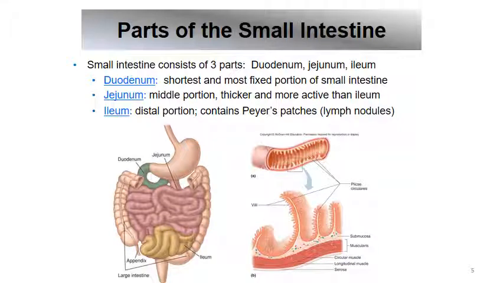Then here the small intestine. It has these three parts. The duodenum is only that beginning part, only the C-shaped part. Then the jejunum is the middle part, and the ileum is the last part. The ileum is the part that contains those Peyer's patches, those lymphatic tissue.